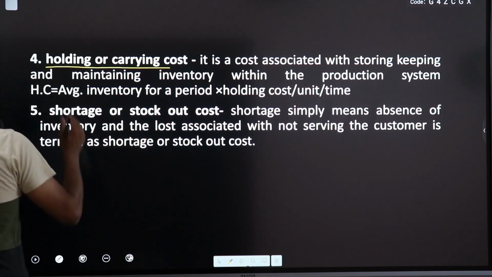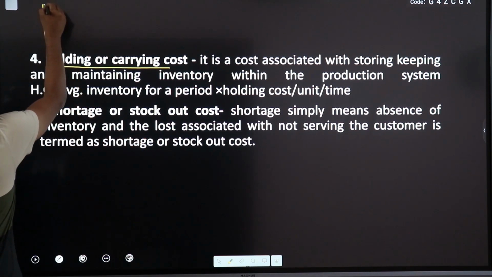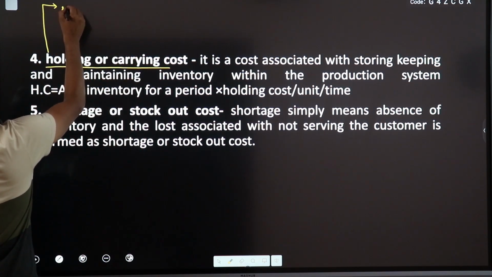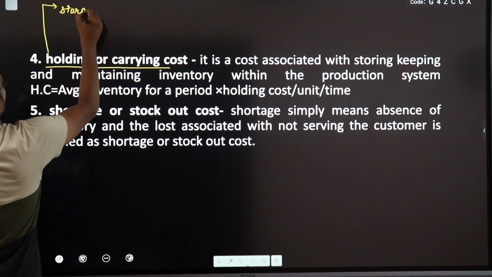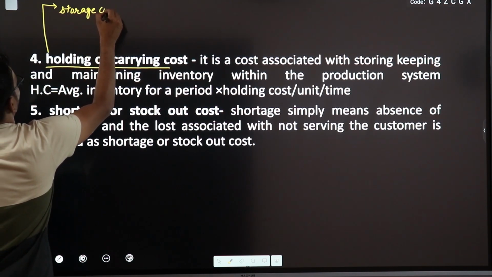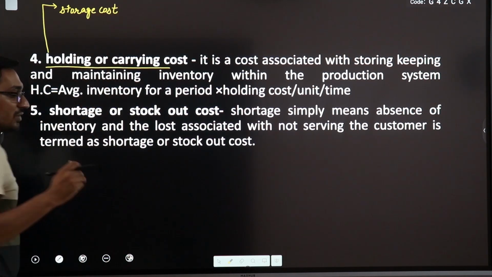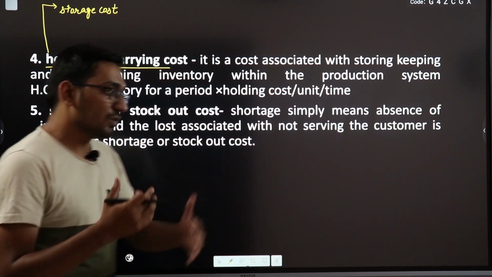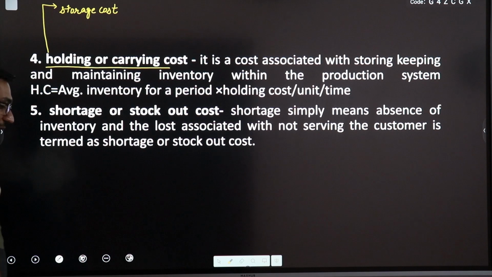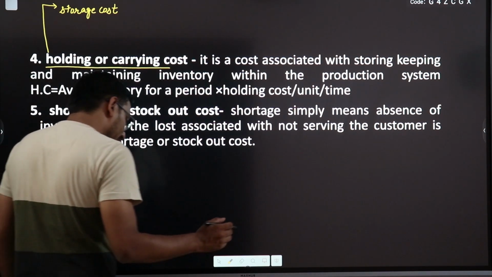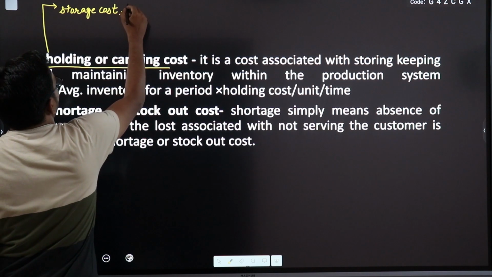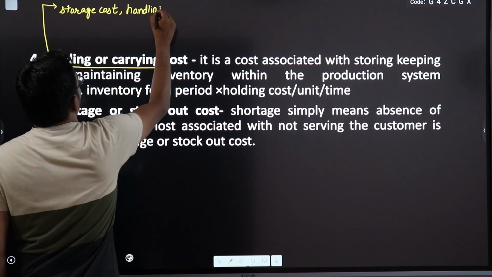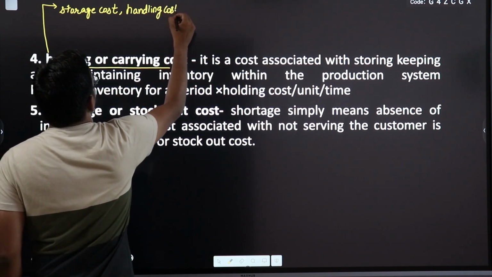So, what are the various costs associated with the holding or carrying cost? The first one is that you need to store, right? That storage cost you need to bear. What are the various storage costs? The rent of the storeroom, and you need a watchman to keep an eye on that product. So all these costs are associated with the storage cost, right? You have to bear that storage cost. Then you need to bear the handling cost. You need to handle that inventory, so handling cost will be there, right?